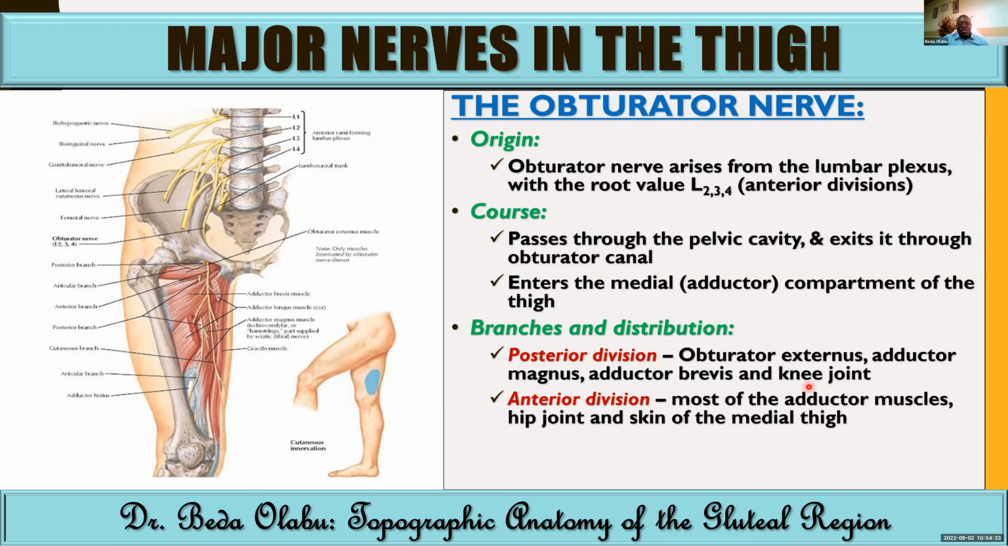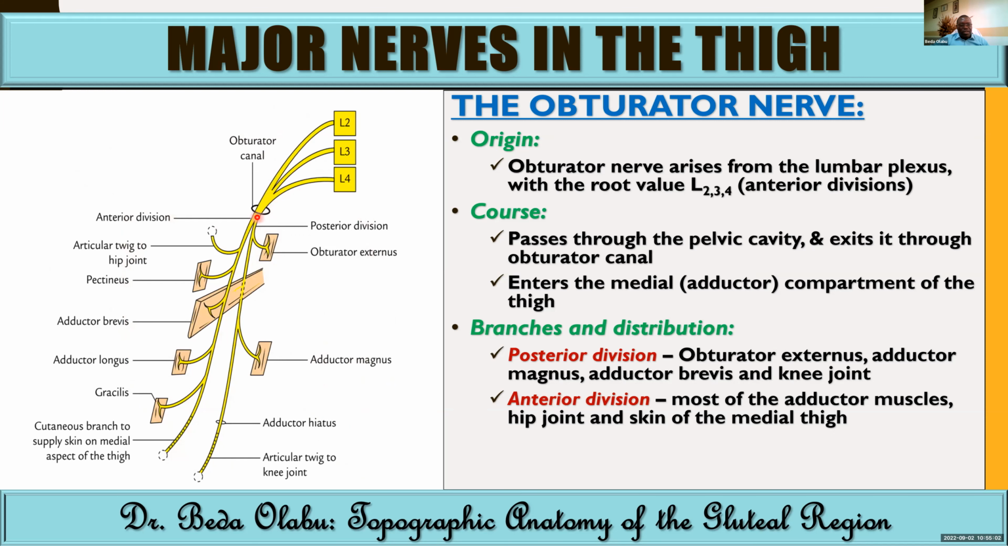The anterior division of the obturator nerve is the one that now supplies most of the other adductor muscles of the thigh. In addition to that, it also supplies the hip joint. So that's an articular branch. And also the skin on the middle aspect of the thigh, that region there. So that's the distribution of the anterior division. Now, take note that the adductor brevis is supplied by both posterior division and anterior division, and that was a contentious dual innervation.